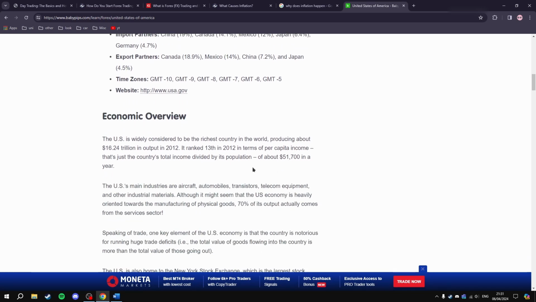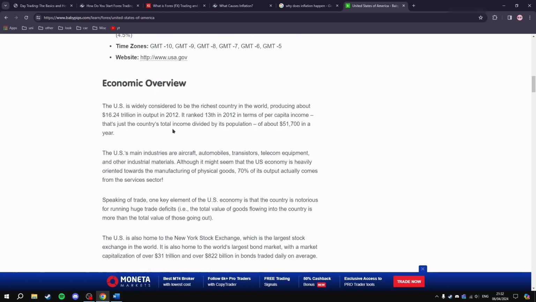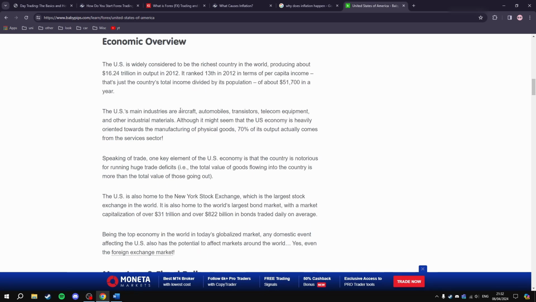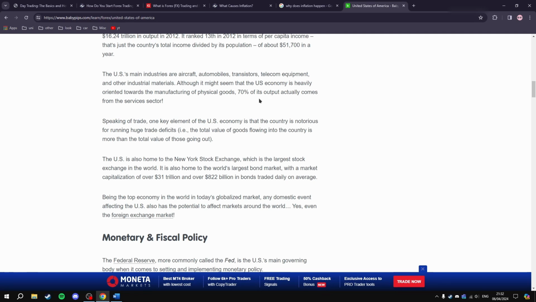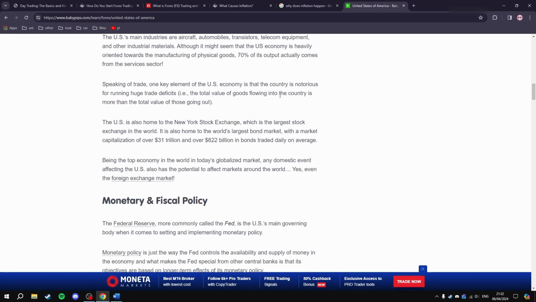Economic overview. The US is widely considered to be the richest country in the world, producing about 16.24 trillion in output in 2012. It ranked 13th in 2012 in terms of per capita income. That's just the country's total income divided by its population, of about 51,700 in a year. The US's main industries are aircraft, automobiles, transistors, telecom equipment, and other industrial materials. Although it may seem that the US economy is heavily orientated towards the manufacturing of physical goods, 70% of its output actually comes from the services sector.